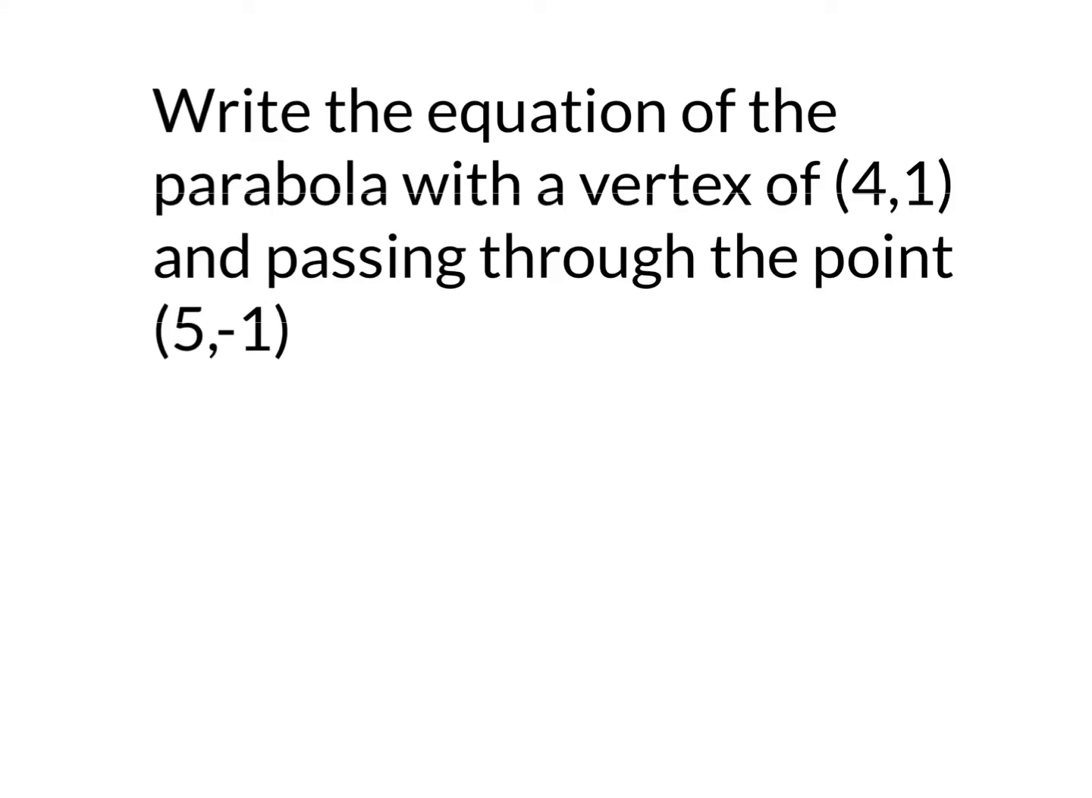All right, so we're going to write the equation of the parabola with a vertex of (4, 1), passing through the point (5, -1). If I am given the vertex, what form am I going to use? Intercept, vertex, or standard? Vertex form. And my vertex form is y = a(x - h)² + k. So my vertex, this point (4, 1), h is 4, and k is 1.